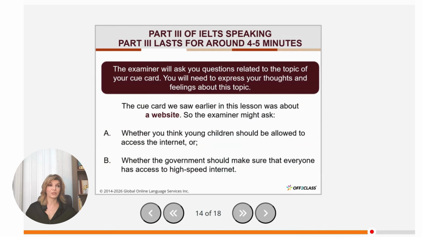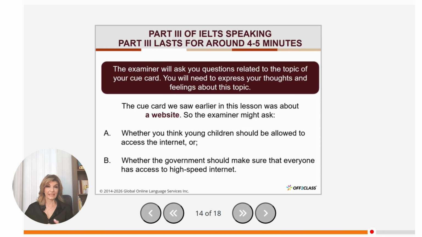And we get to part 3 here. Part 3 are questions that are related to the cue card. You need to express your thoughts and your feelings about this topic. The cue card earlier was about a website, so the examiner might ask whether you think young children should be allowed to access the internet, or whether the government should make sure that everyone has high-speed access.